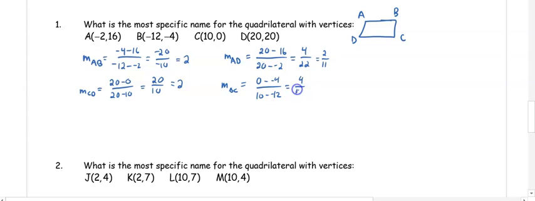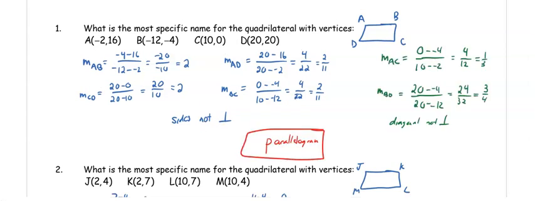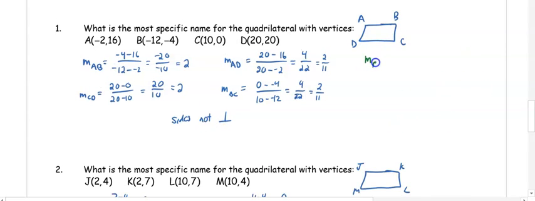So that's going to get us 4 over 22, which is 2 over 11. Now, the 2 sets of opposite sides are parallel, but I want to look at these 2 sides together, 2 and 2 over 11. This means that the sides are not perpendicular. So now we want to look at the slopes of the diagonals.